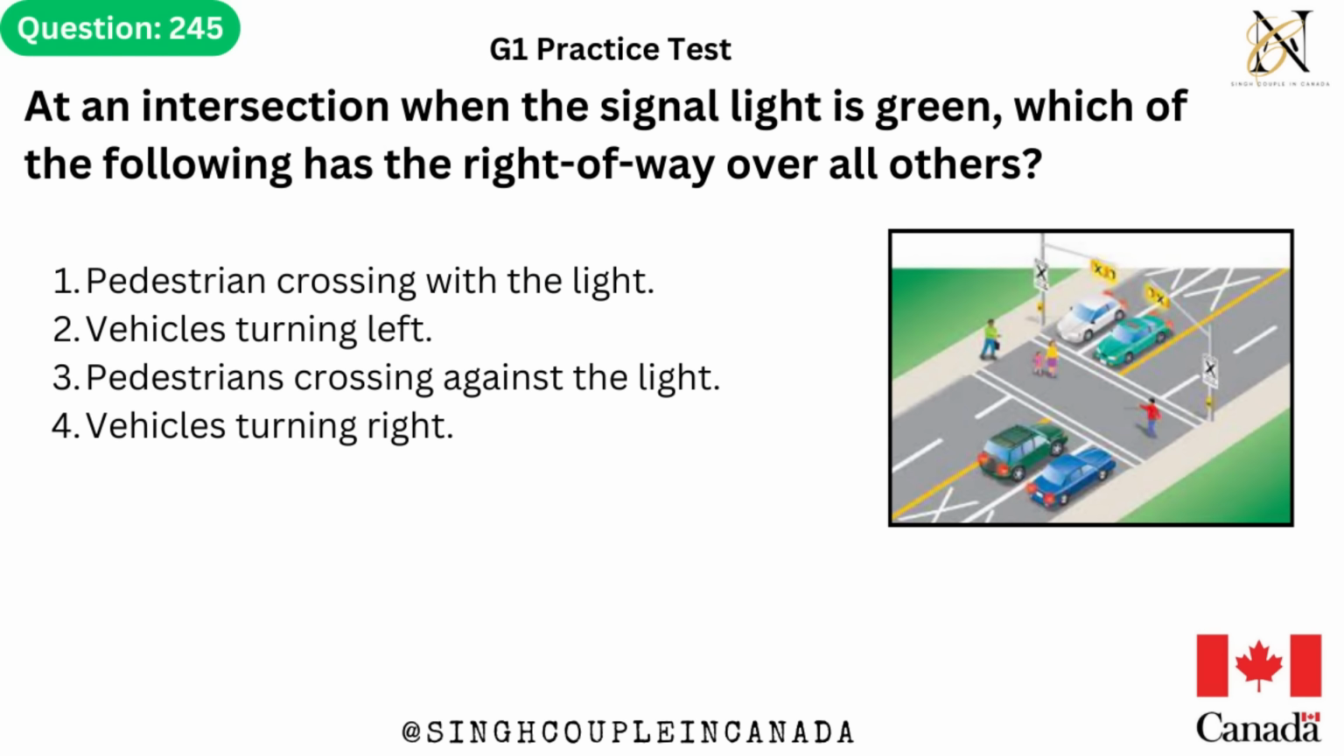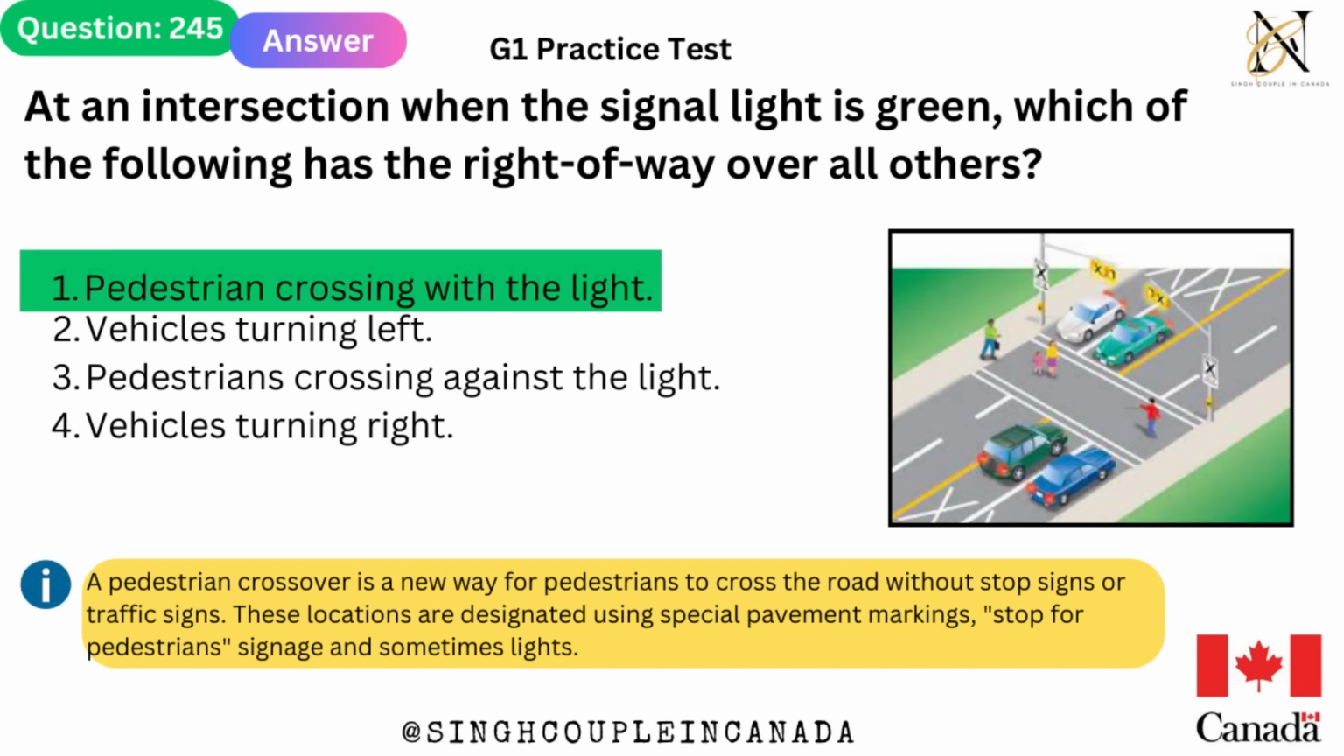At an intersection when the signal light is green, which of the following has the right of way over all others? 1. Pedestrian crossing with the light. 2. Vehicles turning left. 3. Pedestrians crossing against the light. 4. Vehicles turning right. The answer is 1. Pedestrian crossing with the light.